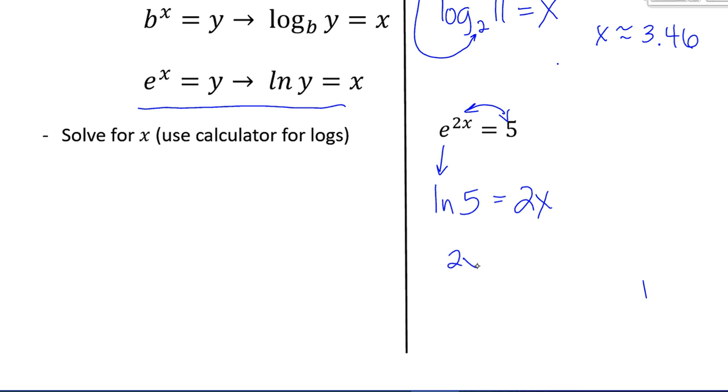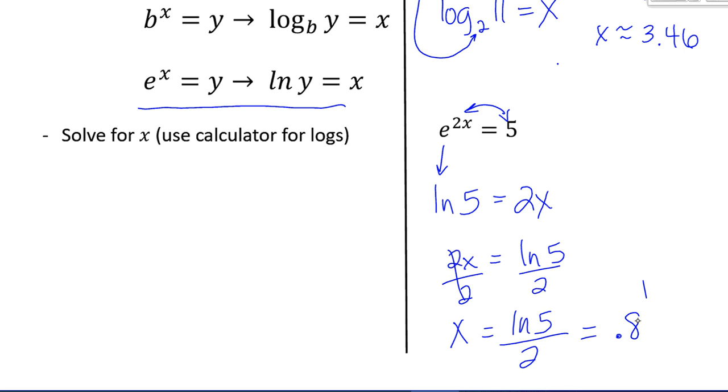So right now, this is what I've got. I prefer my variables on the left. 2 times x equals ln of 5. Okay, get rid of that 2. So it says x equals ln of 5 divided by 2. Okay, calculator says about 0.804. So let's go with 0.8.